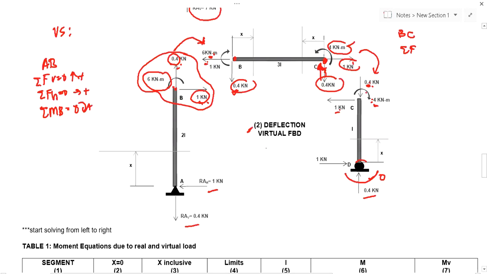So after which, we can now solve for the deflection. Okay, so before solving our deflection, let us first make a table of the moment equations due to real and virtual load.